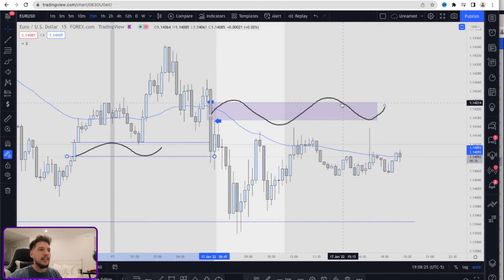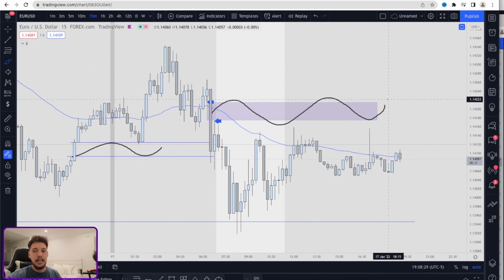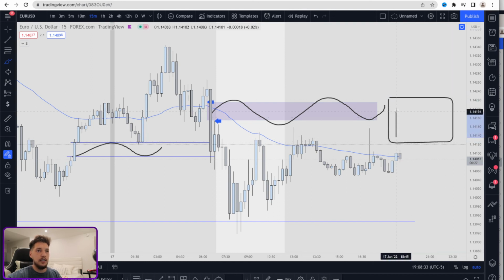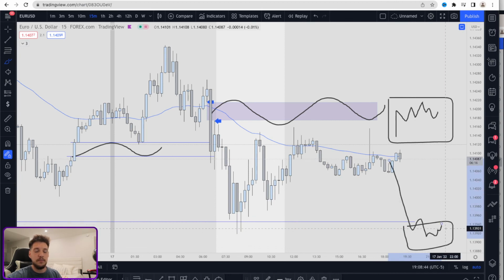Now, is it an area for you to take into consideration for a selling opportunity? Potentially, yes. But in order for you to be able to find a selling opportunity in this section, you would have to identify an area of distribution. Or if you are to look for a buying opportunity down in the imbalance zone below, then you will be looking for a potential accumulation, and those are going to be things that we'll be talking about in the next lessons.